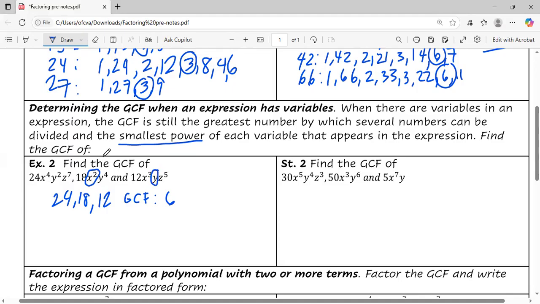So now put all three together. You have your GCF of 6. So your GCF for these three expressions or terms is going to be 6. Put down your smallest x, x to the second, and then your y to the first. And that's your GCF.